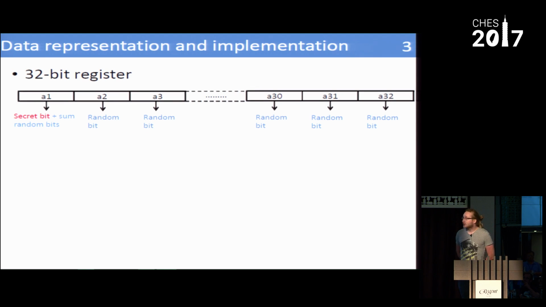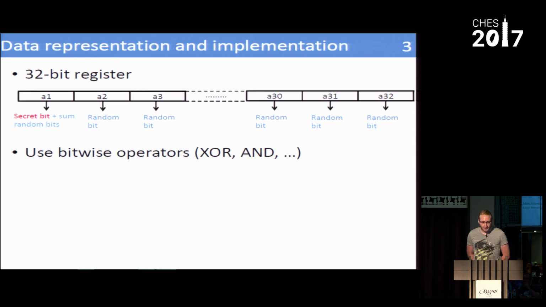So now let's take a look at how we can implement this scheme quite efficiently. We made our implementation on a 32-bit device, and we chose this kind of representation where 31 of the bits of the register will contain the shares, so 31 random bits. And the last one will contain the secret bit plus the sum of the other random bits of the register in order to make everything correct. We can quite naturally see that if we use bitwise operators like the XOR, the AND, and so on, we have a natural parallelization over the shares when we do such operations.